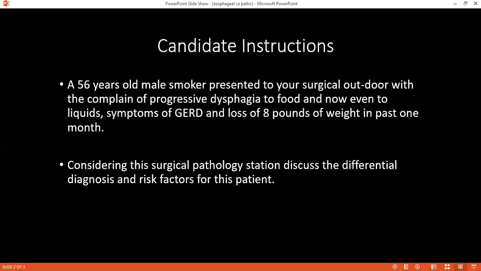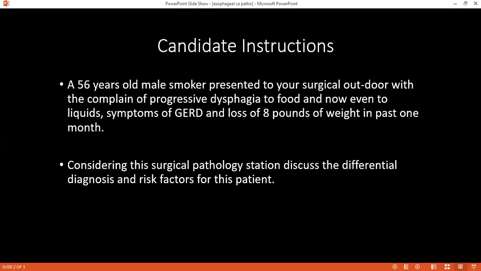Right. So if you have read and understood, considering it a surgical pathology station, kindly tell me, how would you discuss the differential diagnosis of the patient's condition with the patient? My differentials would be carcinoma esophagus, achalasia cardia, stricture, gastroesophageal reflux disease, or gastric carcinoma. Okay. Right. What are the risk factors that might have led to this condition for this patient? For this patient, smoking and gastroesophageal reflux disease are the risk factors.